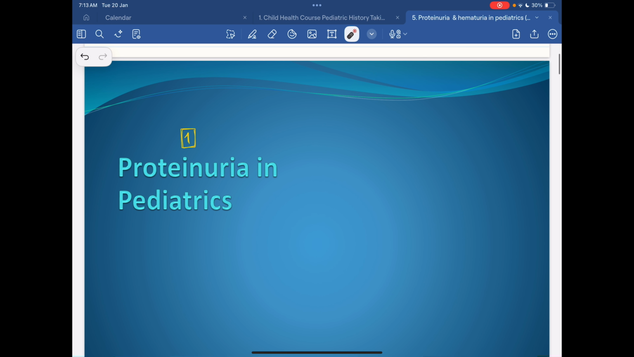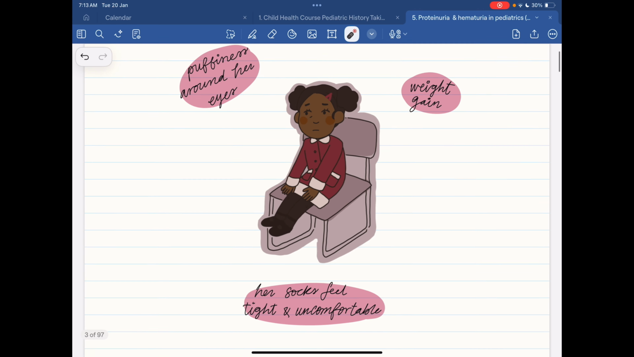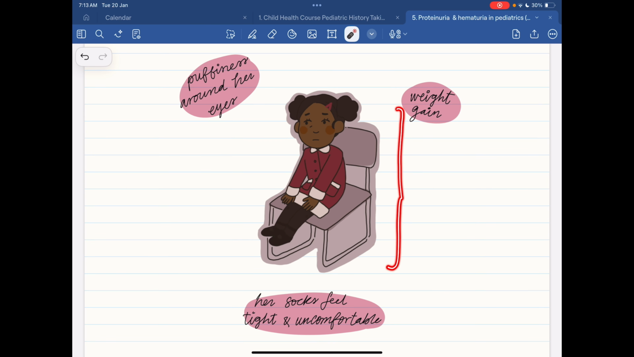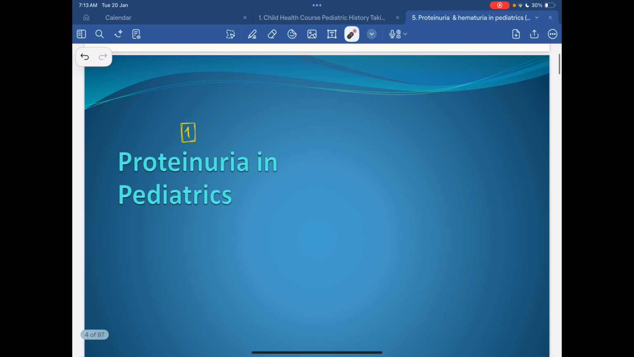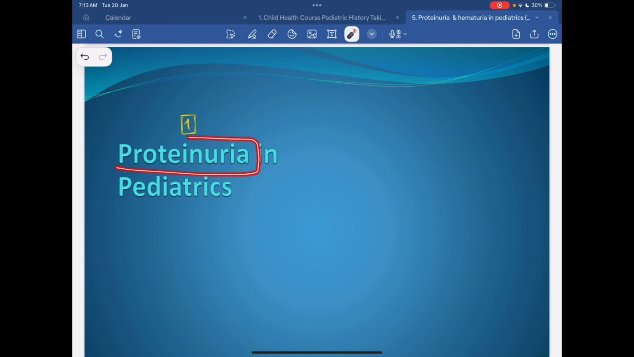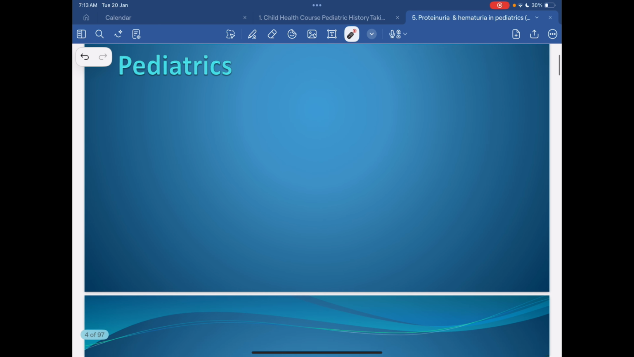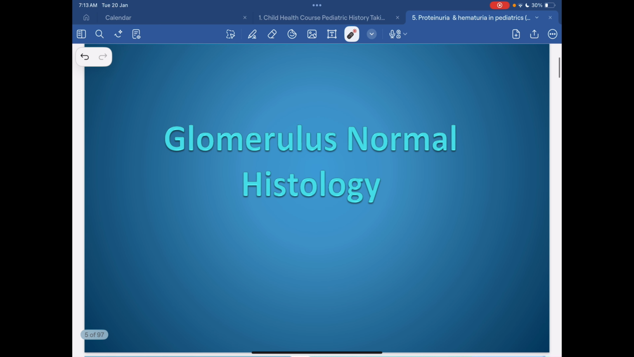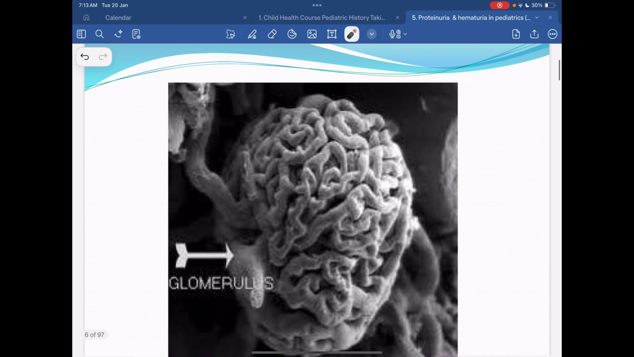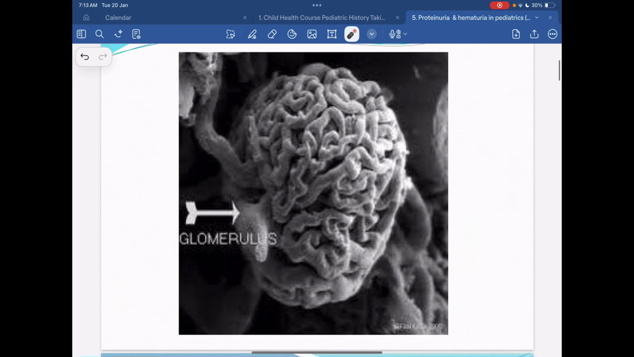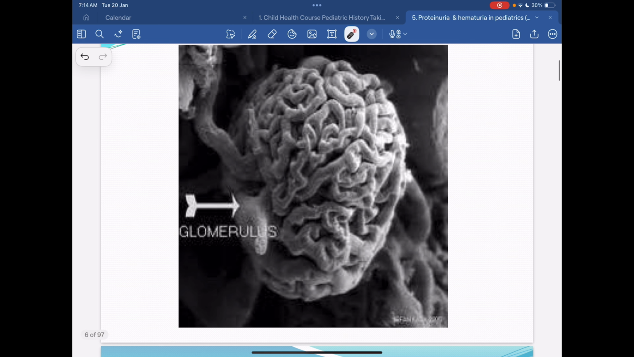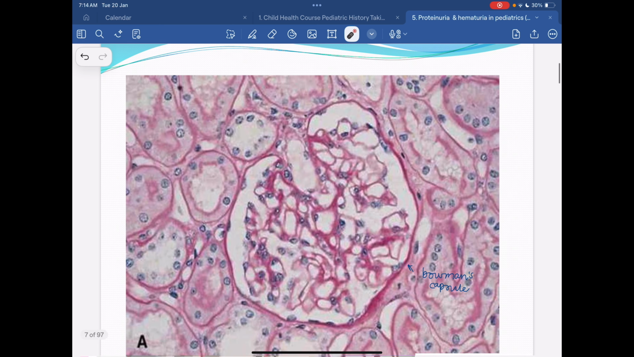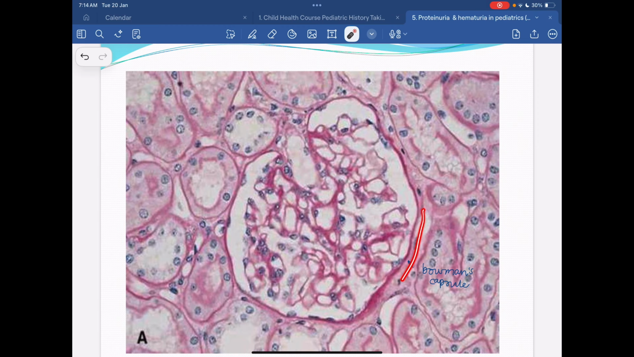طيب well يعني أنتوا what did you suspect من هذا؟ You suspect هذا edema. So edema, we have different causes. In this case we're going to talk about proteinuria as a cause of edema. So let's go over the glomerulus' normal histology. The glomerulus is a tuft of capillaries. We have the afferent arteriole and the efferent arteriole. They form this tuft. We have here's the Bowman's capsule.